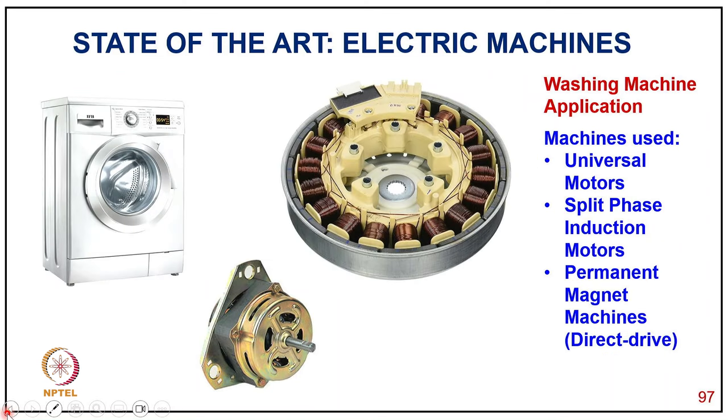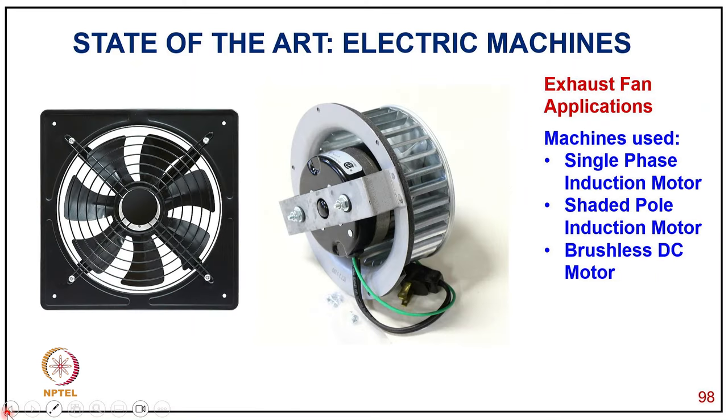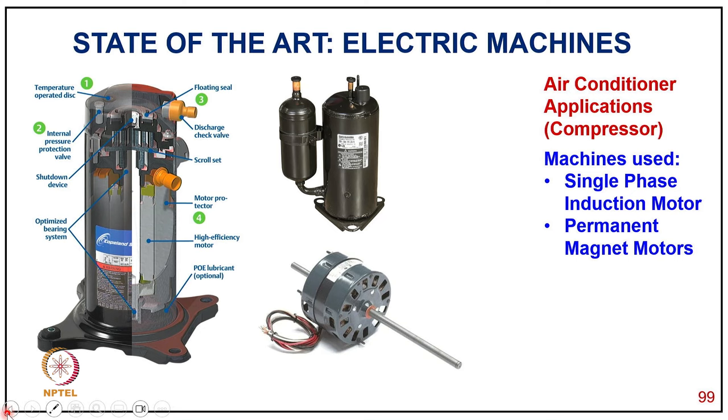Another application in the appliance industry is the washing machine, where initially we were using universal machines, then single phase induction motors, and permanent magnet synchronous machines, typically direct drive without the gear. Again, the permanent magnet machine is designed with low speed for direct drive. Then another is the exhaust fan, where we use single phase induction motors, and of course permanent magnet brushless DC motors, for energy efficiency nowadays.